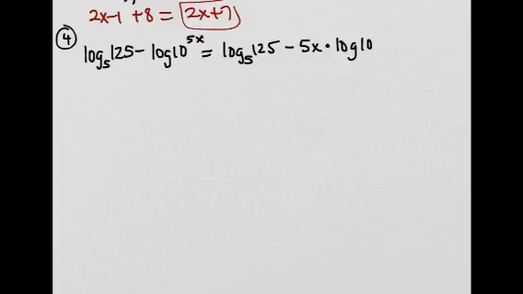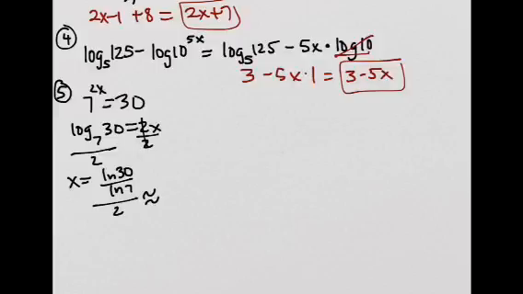Okay, so the first step is I brought this exponent as a coefficient of its log right here. And then now I'm going to simplify this and this. So log base 5 of 125 is 3, because 5 to the 3rd is 125. So this is 3. And then this is 1, because 10 to the 1st power is 10. So this is 1. So that gives me times 1. And so that's it.